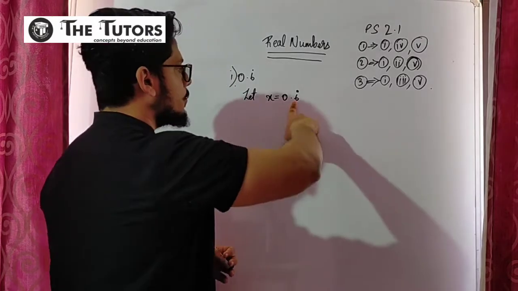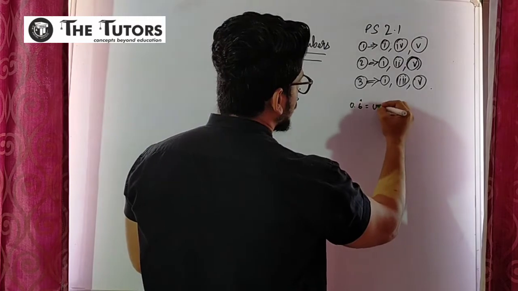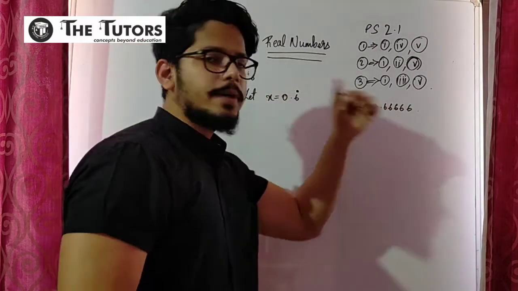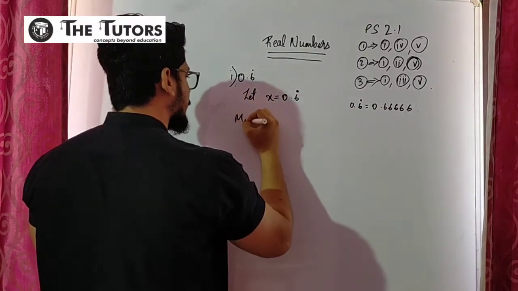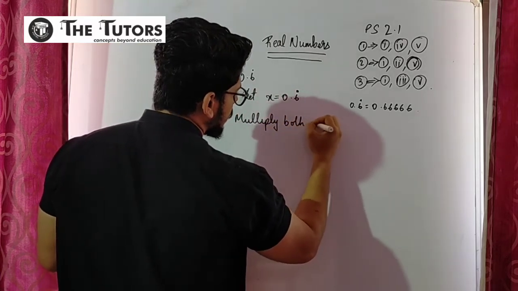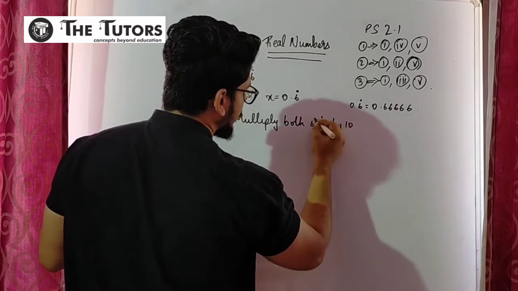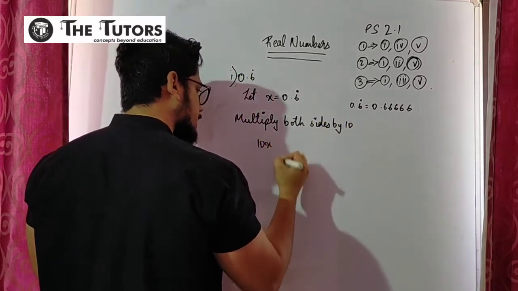Only one digit. Which means you have here, what is this 0.6 bar? 0.6666, like this, right? Only the 6 is repeating, only one number is repeating. Therefore, multiply both sides by 10. When you multiply both sides by 10, 10 into x becomes 10x.